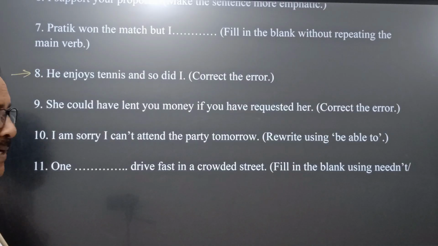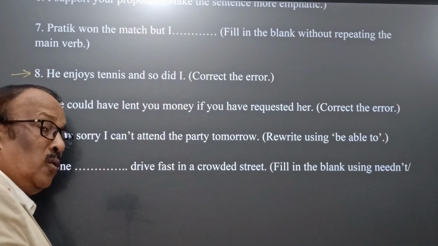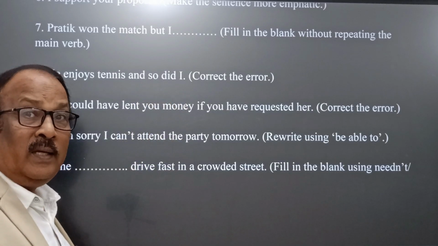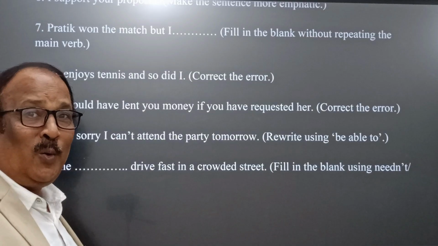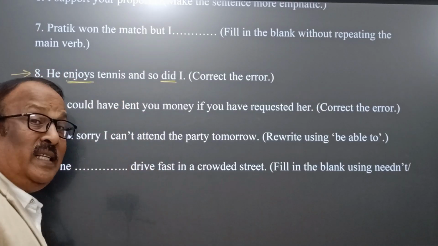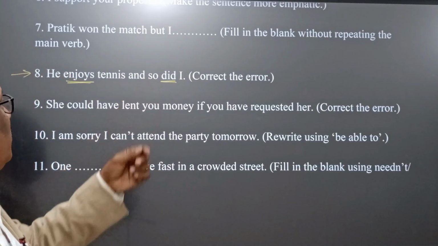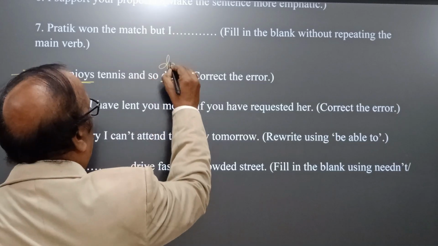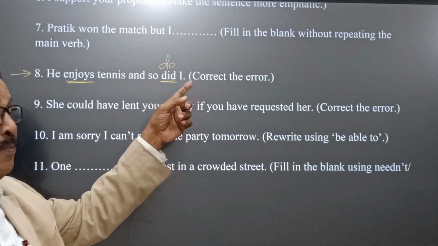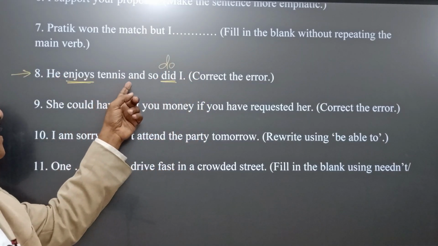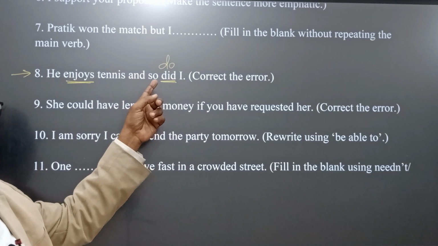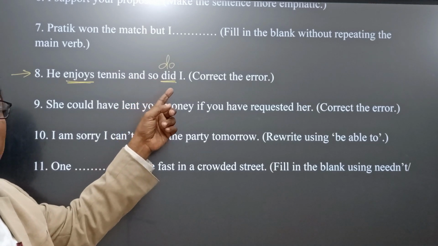Question number 8. He enjoys tennis and so did I. Correct the error. So plus auxiliary verb plus subject. This is inversion. As enjoys is in simple present, we have to write so do I. This is the answer. It means he enjoys tennis and I also enjoy tennis.